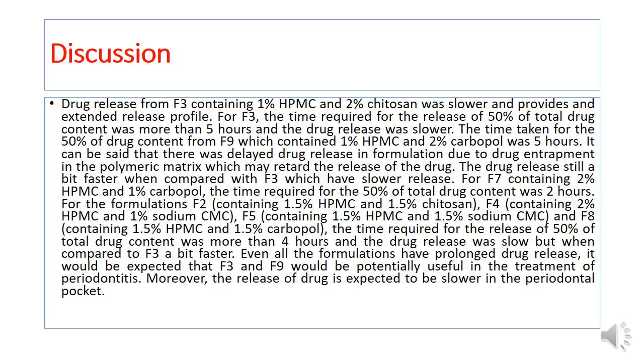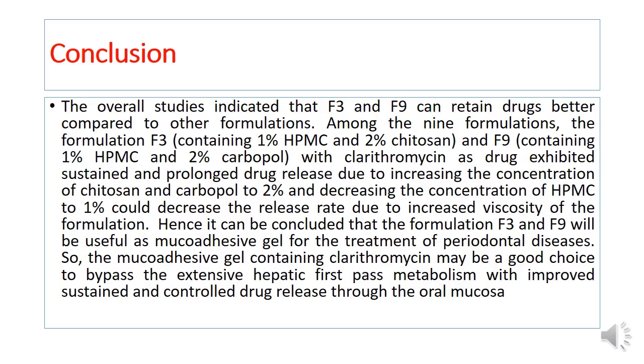Even though all the formulations have prolonged drug release, it would be expected that F3 and F9 would be potentially useful in the treatment of periodontitis. Moreover, the release of the drug is expected to be slower in the periodontal pocket. As part of the conclusion, the overall studies indicated that F3 and F9 can retain drugs better compared to other formulations. Among the 9 formulations, F3 containing 1% HPMC and 2% chitosan, and F9 containing 1% HPMC and 2% carbopol with clarithromycin as the drug, exhibited sustained and prolonged drug release. Increasing the concentration of chitosan and carbopol to 2% and decreasing the concentration of HPMC to 1% could decrease the release rate due to increased viscosity of the formulation.